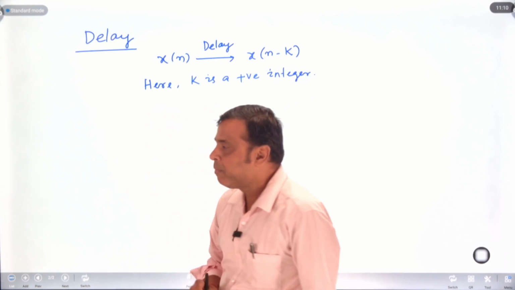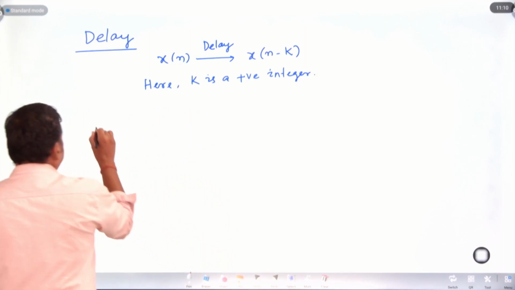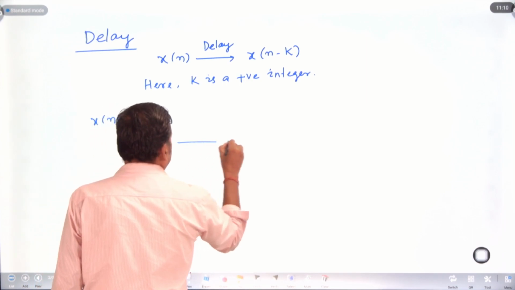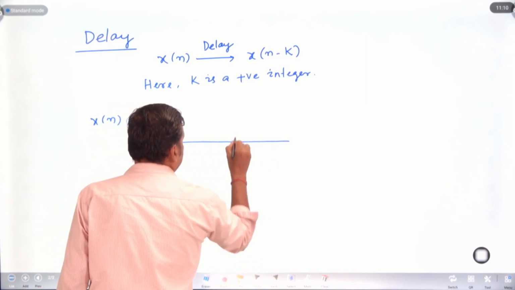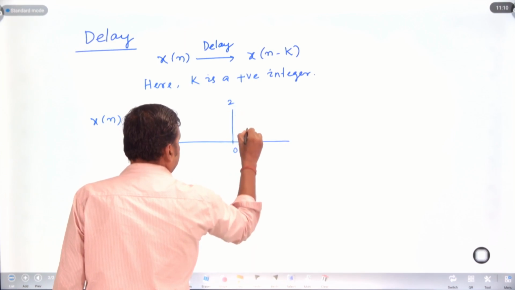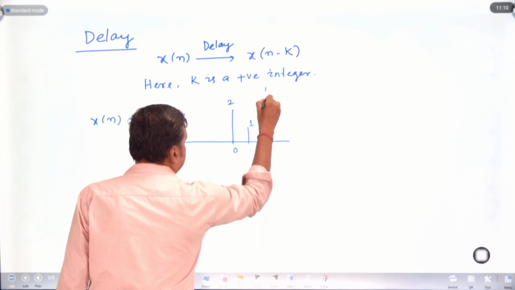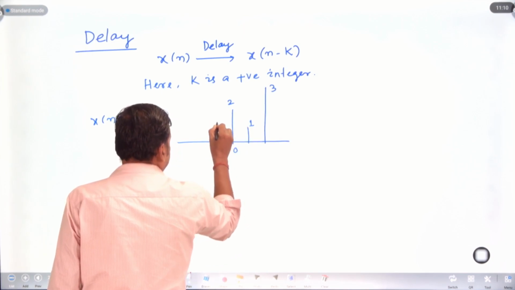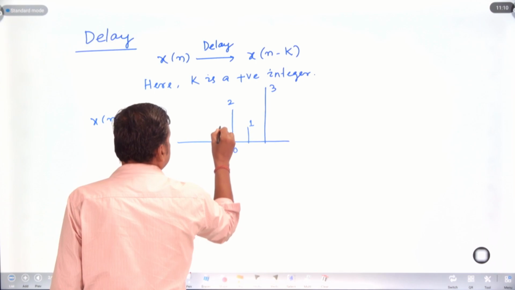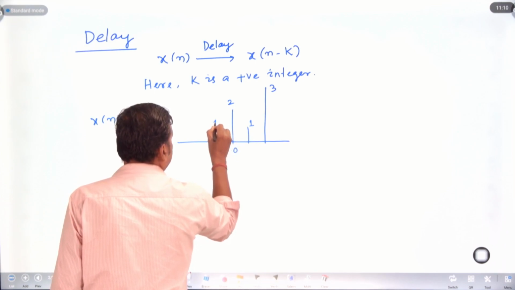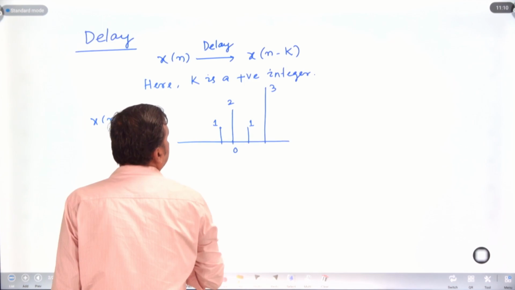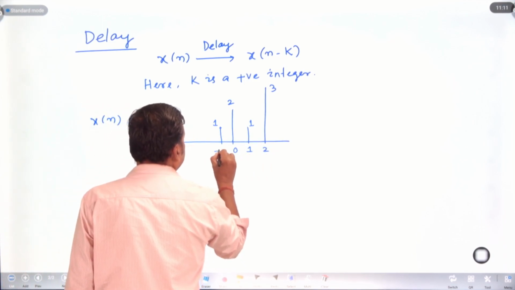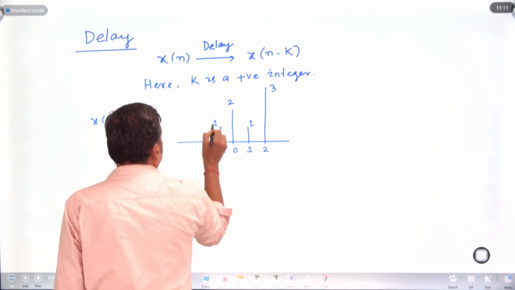What does it mean? Suppose, for example, x of n, as far as graphical representation is concerned, is here 2, and for n equal to 1 the value is 1, and like this there is 3, and 1 and like this. So this is 0, 1, 2, this is minus 1 and minus 2, and also I can say that is 2.